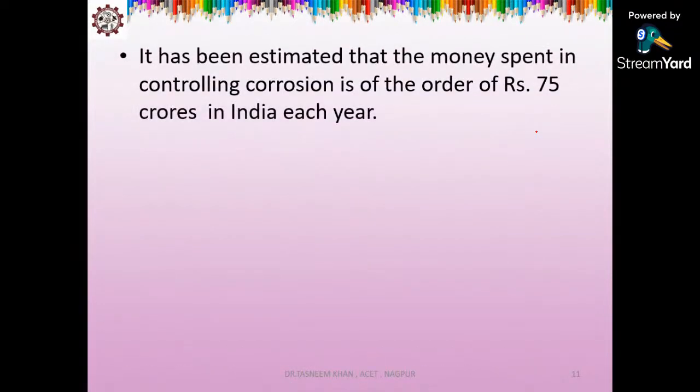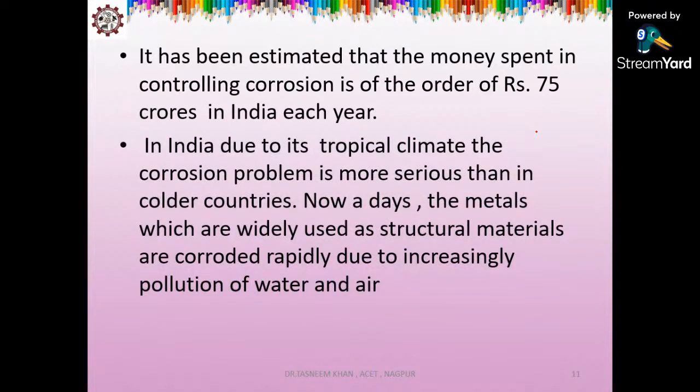So ऐसा बोला जाता है कि the amount of money which is being spent on controlling corrosion is more than 100 करोड़ अभी तो, बिकॉज इंडस्ट्री डेवलपमेंट हो रहा है, तो it is more than 100 करोड़ in India every year. और इंडिया में तो ट्रॉपिकल क्लाइमेट है, तो corrosion problem is more serious than in cold countries. ठीक है. So the metals which are widely used as structural materials are being corroded rapidly due to increasing pollution of water and air.